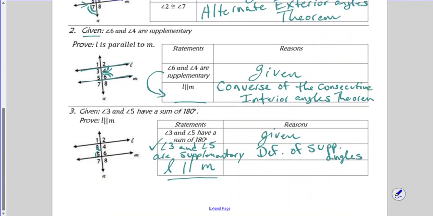So the converse one more time of consecutive interior angles. That tells us that those two lines have to be parallel. Again, it's working backwards. We're given the conclusion, and you're working your way backwards to the two lines being parallel, which is the hypothesis of that theorem.